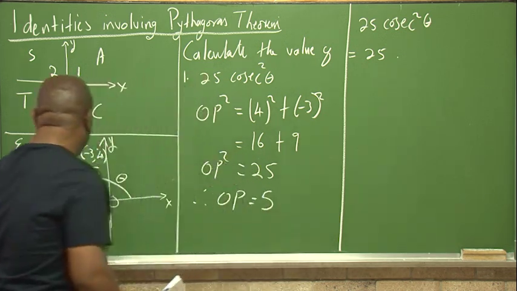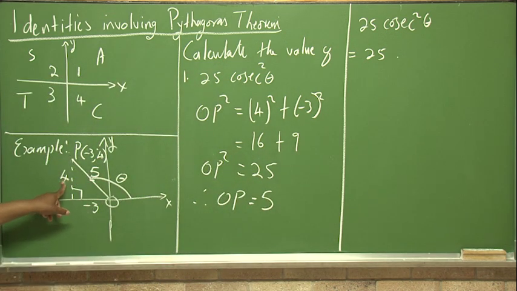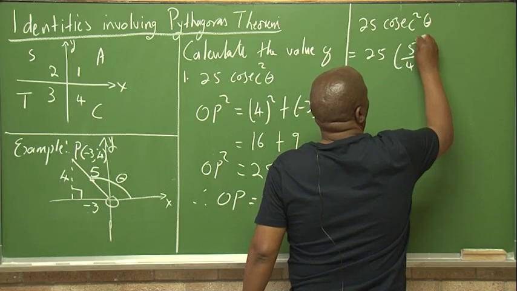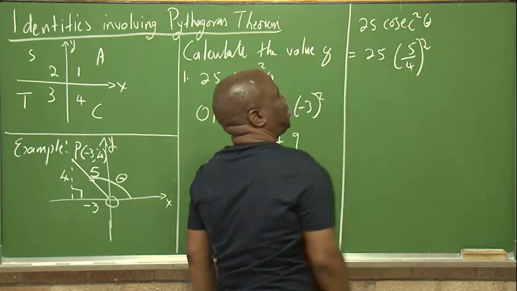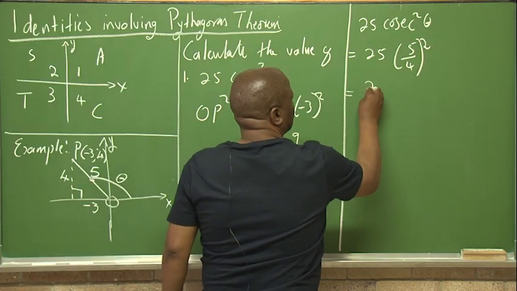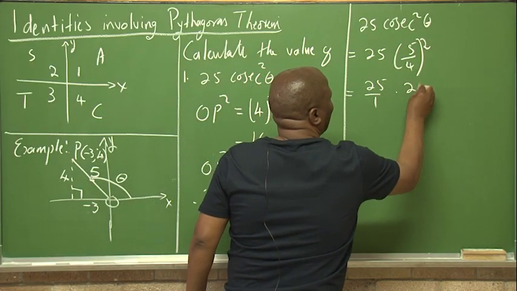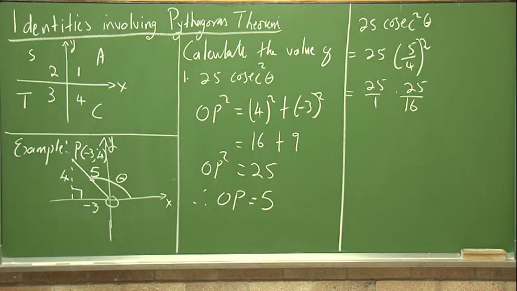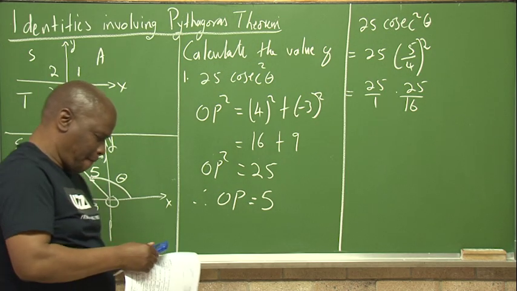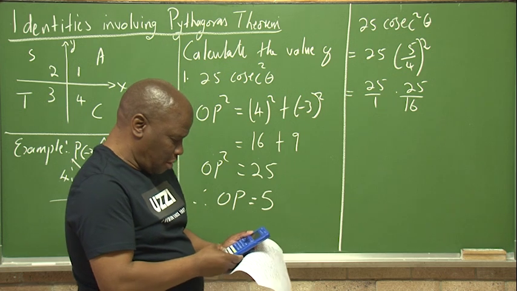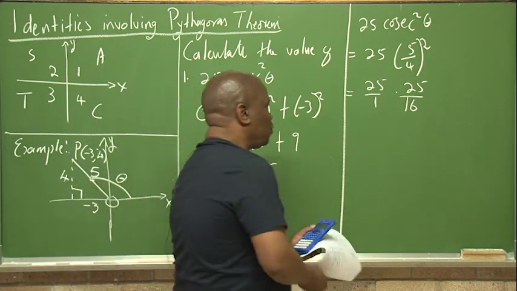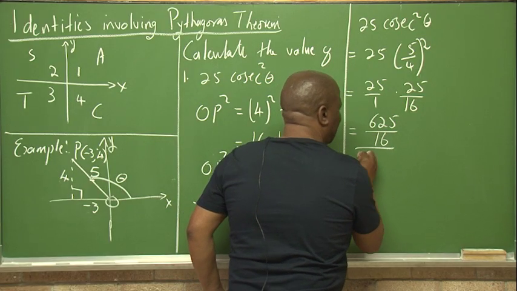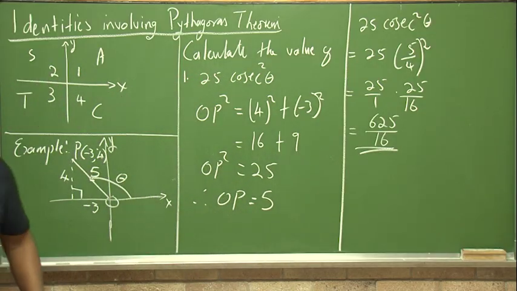So with respect to this diagram, our hypotenuse is 5, our opposite will be 4. You've got 5 over 4, and then because it is squared, you square it. This is 25 over 1. You multiply by 25 over 16. And 25 by 25, you take your calculator. 25 by 25 will then give you 625. 625 over 16. That is your answer to that question.